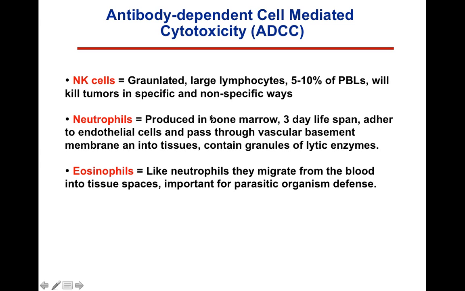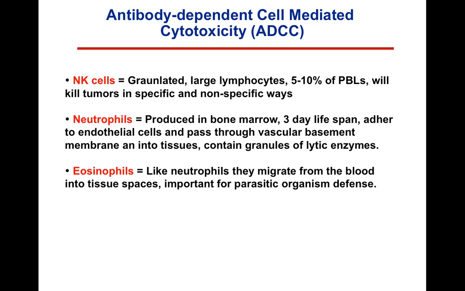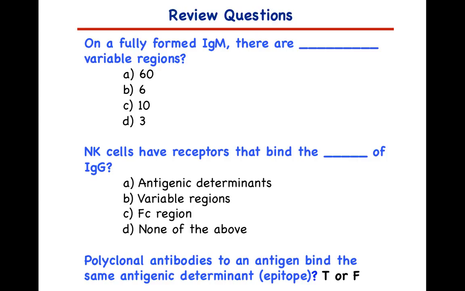Eosinophils are like neutrophils, and they migrate to the blood and to the tissues, and they're important for actually going after parasitic organism defense. Parasites usually inhabit tissues.